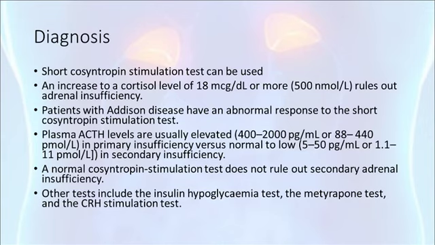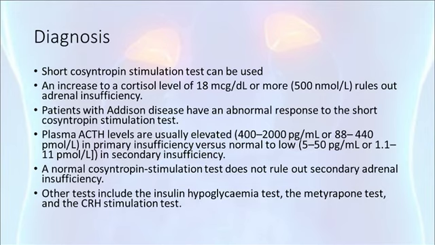Now, short-term cosyntropin stimulation tests can be used. Cosyntropin is a very nice way of saying ACTH stimulation tests. An increase of cortisol levels to 500 nanomoles per liter or more after the administration of ACTH generally rules out adrenal insufficiency. Some texts say 500 nanomoles per liter. Some texts say 550 nanomoles per liter.